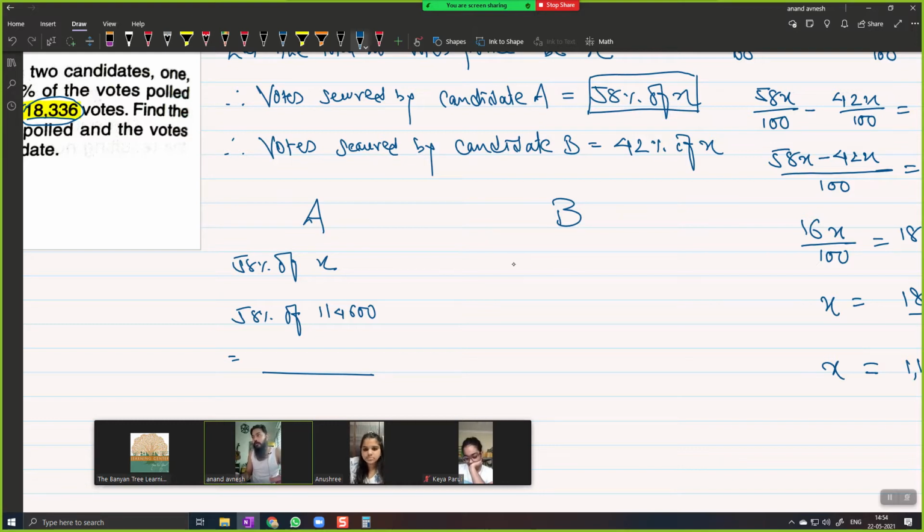Just find this out, and the votes secured by B will be simple. It will be total number of votes minus votes secured by A. Okay, if you do this, you will get the votes secured by B. Come on, please find it out.